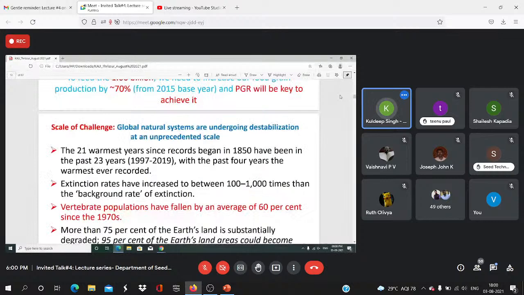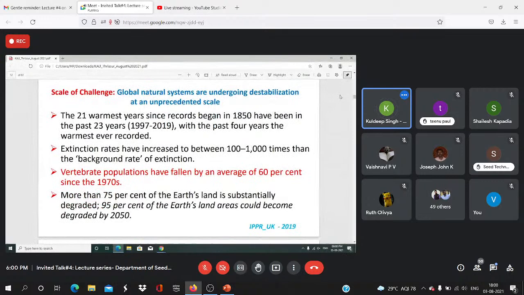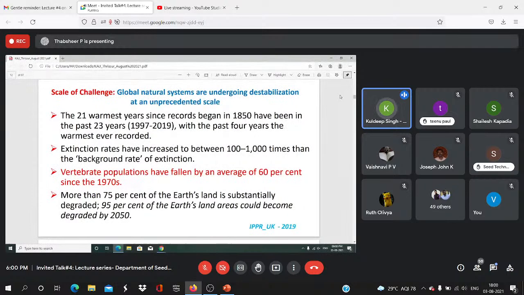Can I have the next slide? See, we have another set of challenges. In the last 23 years, 21 were the warmest years since 1850, when records began to be maintained. That's a challenge. So climate change is happening. The rate of extinction of species is going at a very fast rate. And the data on vertebrate populations show that we have lost 60% of the biomass of vertebrates since the 1970s, just 40 or 50 years or so. That's a challenge. And there are more challenges: 75% of land is degraded. These are the challenges with us.